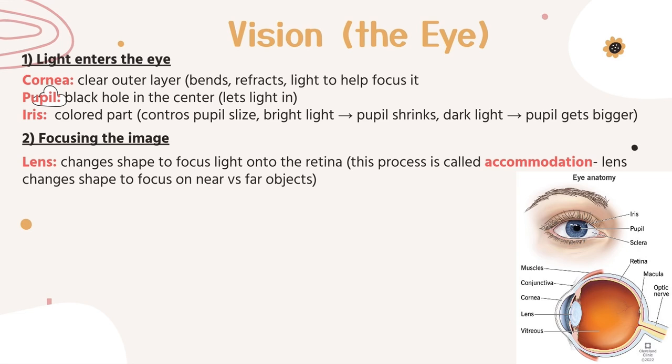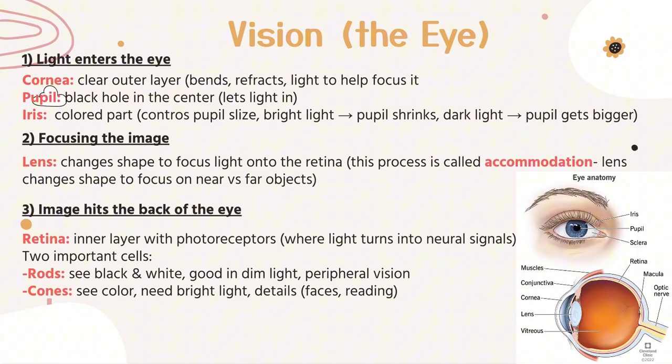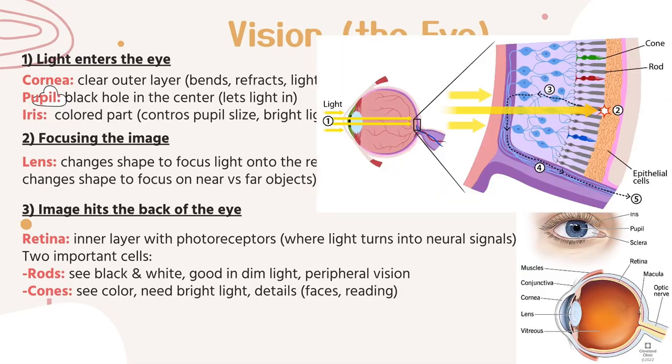3. The image hits the back of the eye. The retina, the inner layer with photoreceptors, is where light turns into neural signals. There are 2 important cells you need to know. Rods, which see black and white, are good in dim light and peripheral vision. Cones see color and need bright light. They see details and faces, and are used for reading.